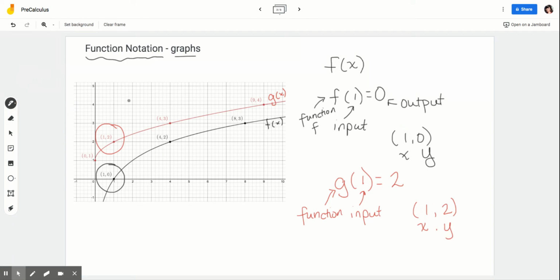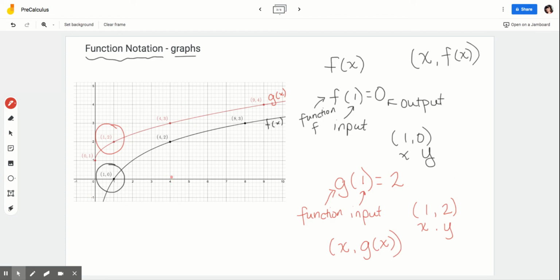So when we have a point on the black curve, we could say those coordinates are x comma f of x. So x is the input of the function, and f of x is the output of the function. f of x is what I get when I plug in the input. And then for my red, I could have points that are x comma g of x.